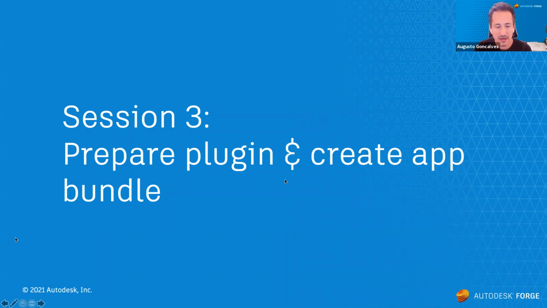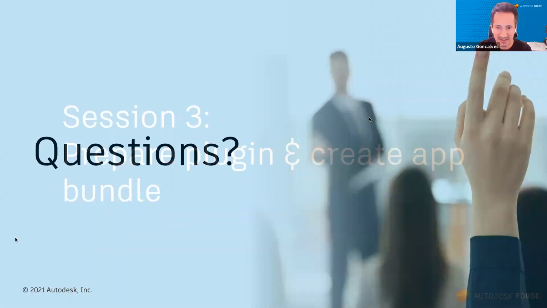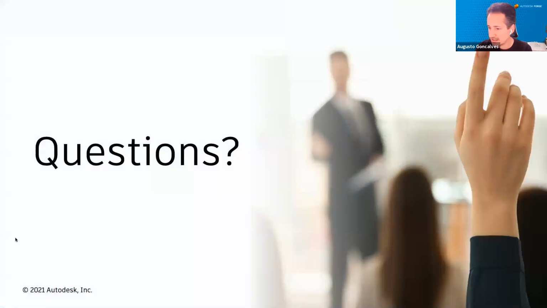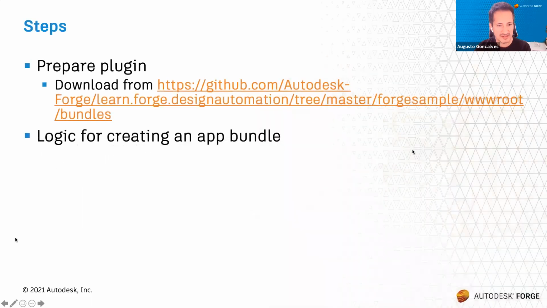All right, so welcome to session 3. Now it's about preparing the plugin and creating the app bundle. So that's the code that will execute on Design Automation. And before we go there, I saw that there are a few questions on the chat window, and it's essentially about the reference we added for the missing package, right? So that should be in the comments if you need that. Thank you, John. And let's go for this session.